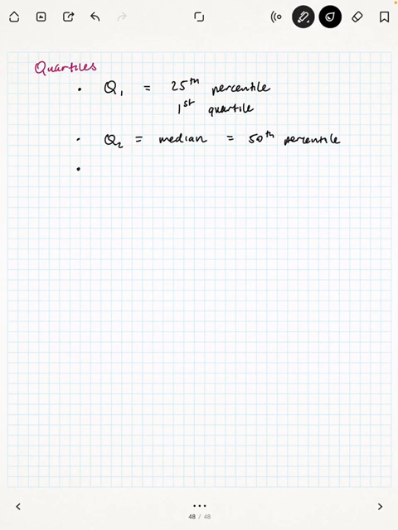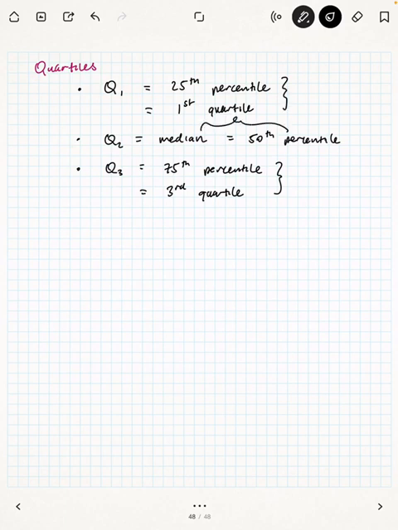The median, again, is also a measure of center. And lastly, Q3 is the 75th percentile. We also call that the third quartile. We rarely use the phrase second quartile; we just call it the median. But these are interchangeable, these are interchangeable, and these are interchangeable. These are special because they split our data essentially into 4 equal pieces.